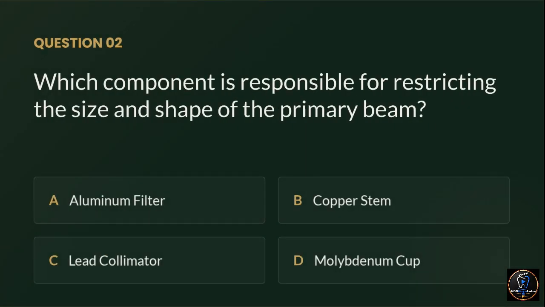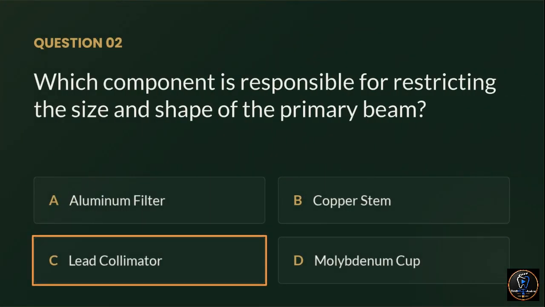Question 2. Which component is responsible for restricting the size and shape of the primary beam? The lead collimator is the component that restricts the primary beam to reduce patient exposure.